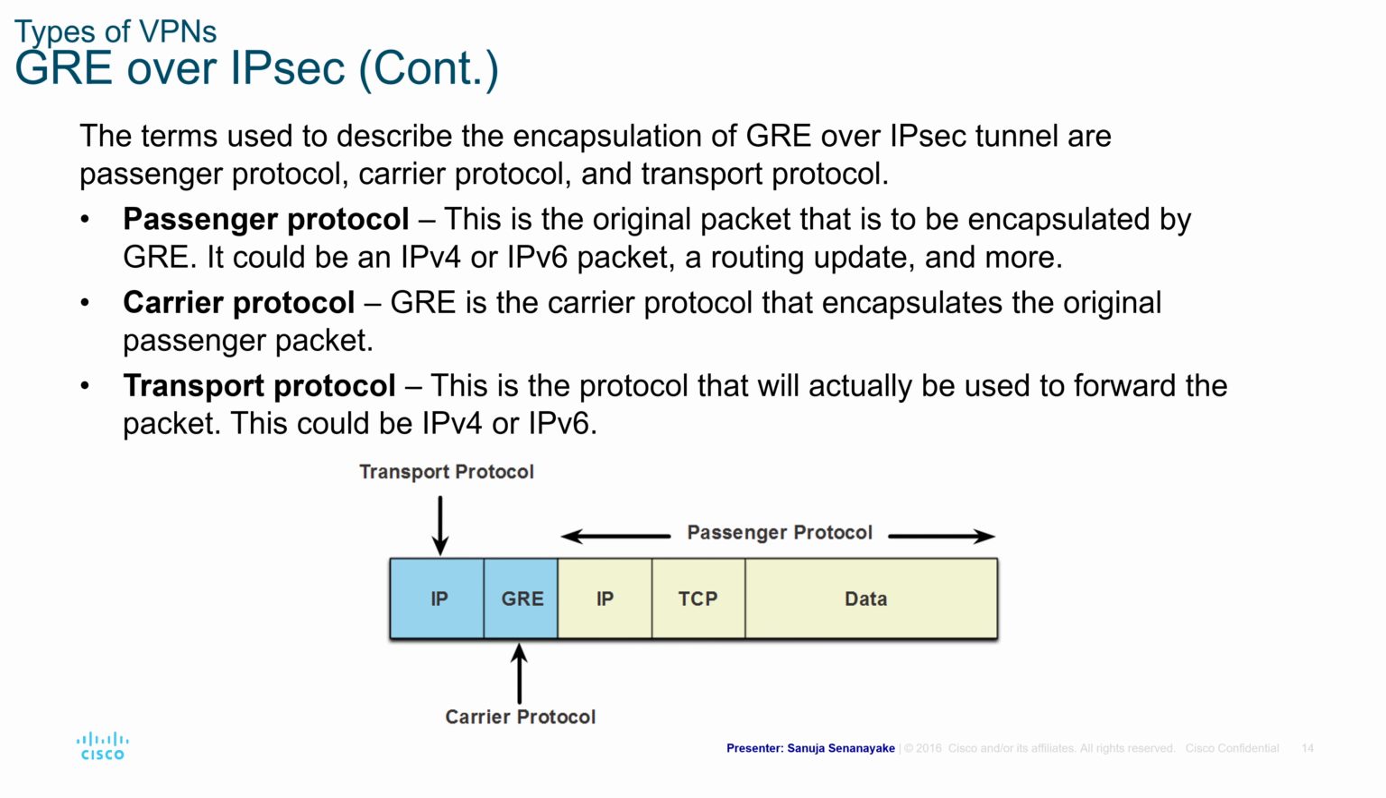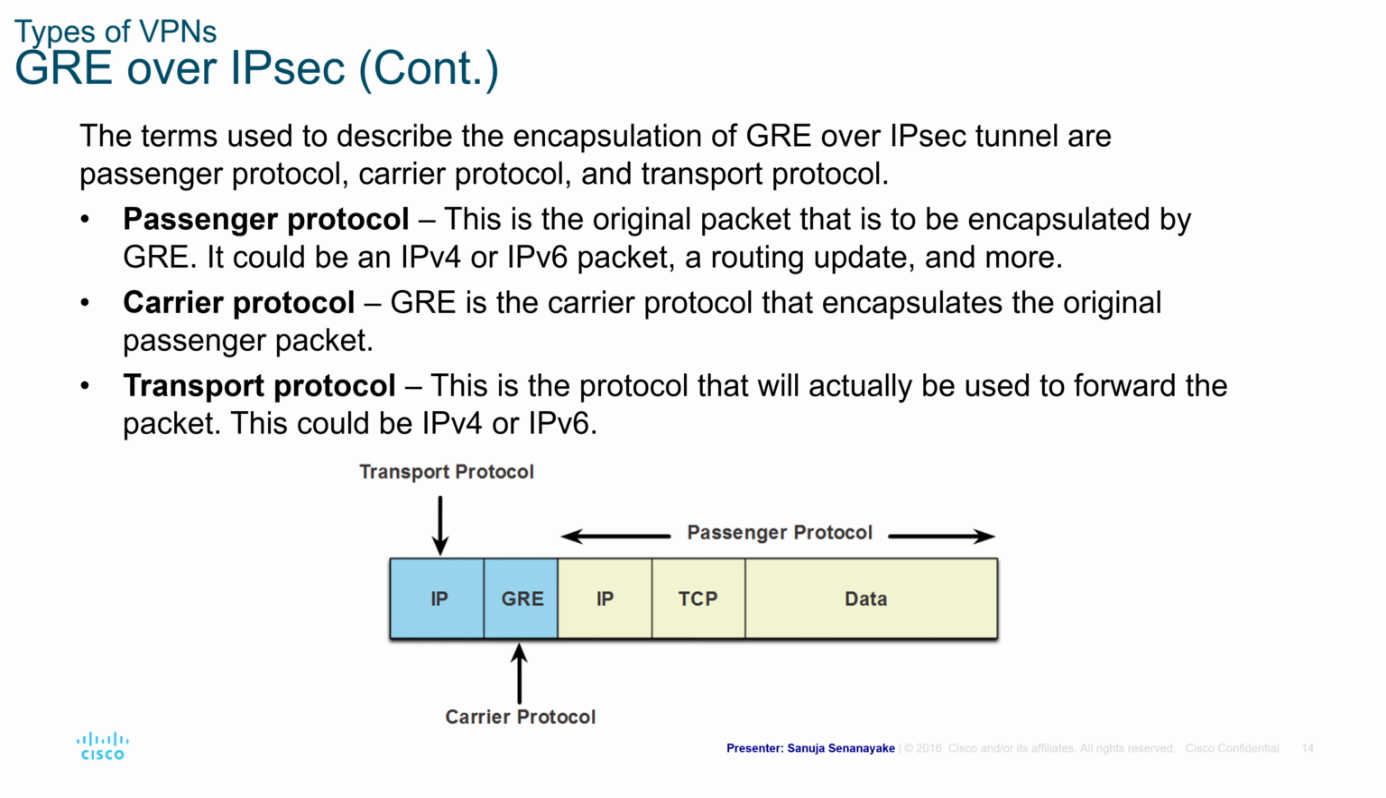The carrier protocol is GRE, which encapsulates the original packet. Remember, GRE is a tunneling protocol. It is easy to understand because it's simple English: it's the carrier, it's carrying data. GRE is the carrier protocol because it is the one that is going to carry and encapsulate the original packet. The transport protocol is the protocol that will actually be used to forward the packet. This could be IPv4 or IPv6 as well. The transport protocol is the actual transportation protocol.